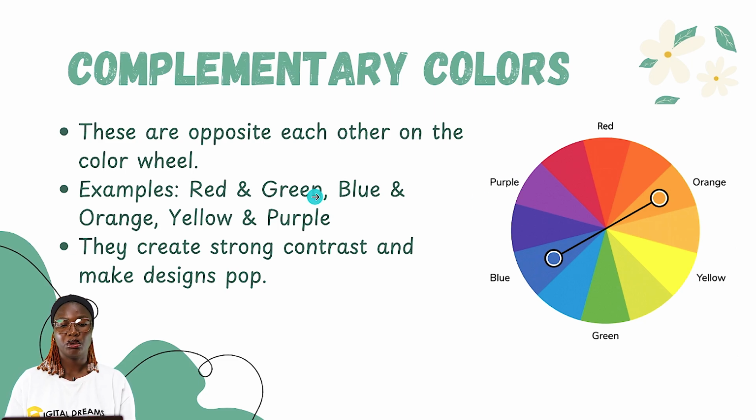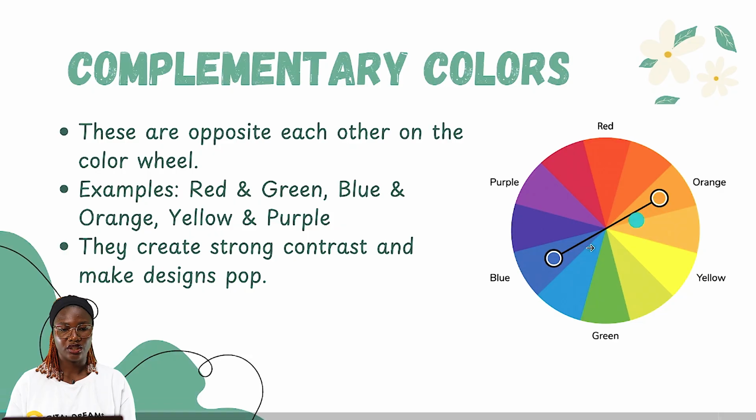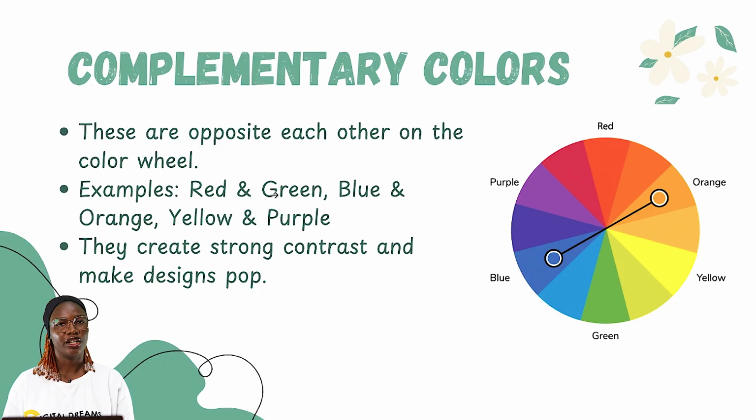So for complementary colors, how it works is that on the color wheel, you just pick two colors that are opposite to each other. That is how complementary color works. If I'm making a design, I can decide to use red and green. I know that if I use these colors, they go well together and create a sense of balance. These complementary colors create strong contrast and make a design pop. So if you want to make a design that pops, you can decide to use complementary colors.